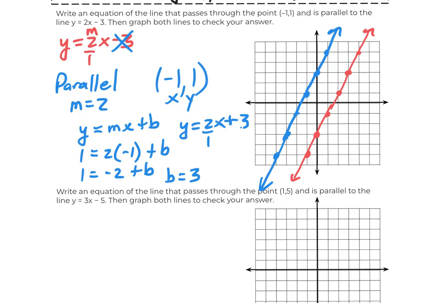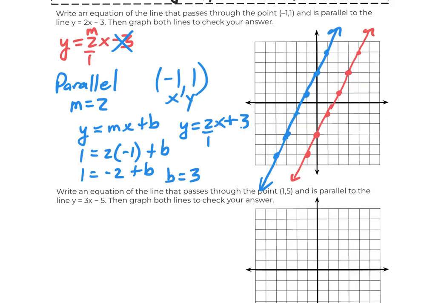Okay, and when I look at these two, they should be parallel, right? Are these two lines ever going to cross? No. So that tells me they're parallel, right? They both have the same slope.